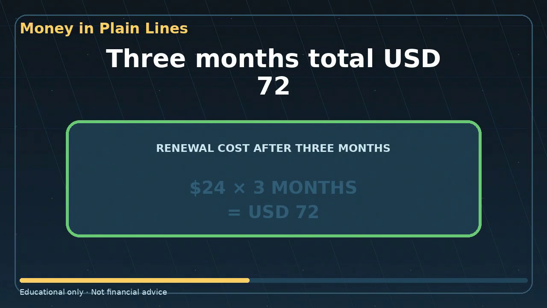$24 multiplied by 3 months equals $72. That $72 is the cumulative renewal cost in this narrow example. It excludes taxes, discounts, refunds, price changes, and any other rule that the fictional terms do not display.